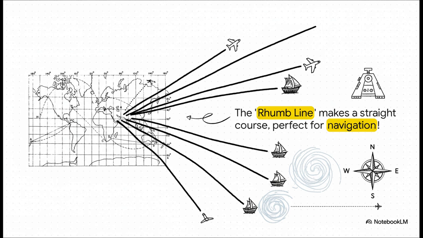Any straight line you draw on this map is a line of constant direction. It's called a rhumb line. For sailors and pilots back in the day, this was a game changer. They could just draw a straight line from, say, Mumbai to London, check the compass bearing, and just follow that one direction to get there. It is the ultimate map for navigation.